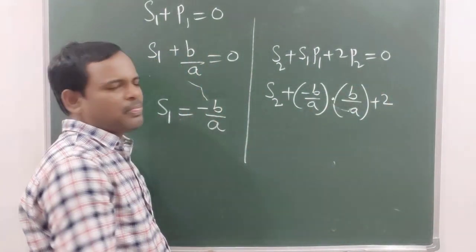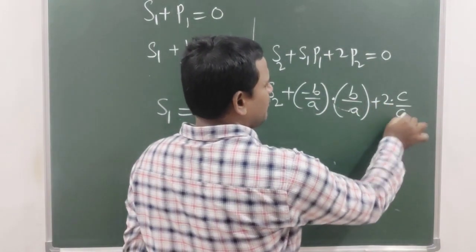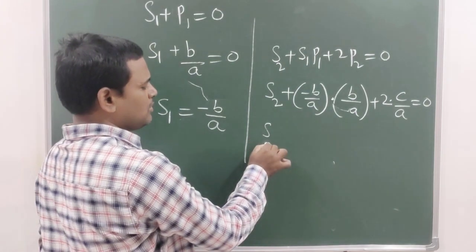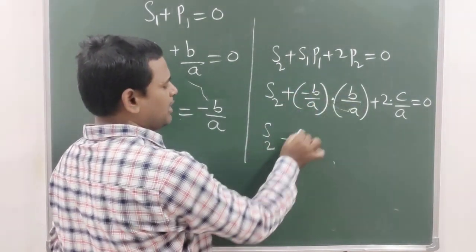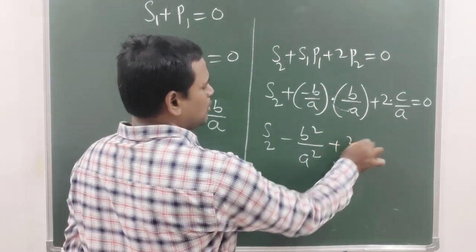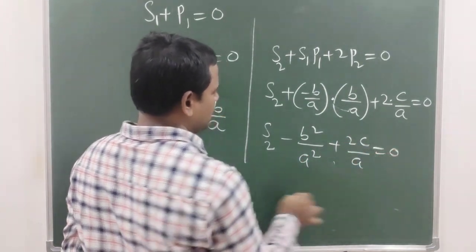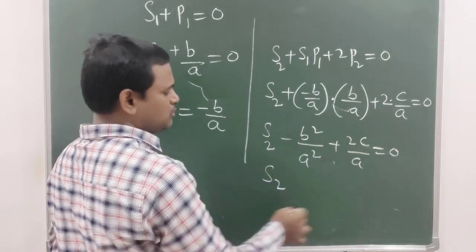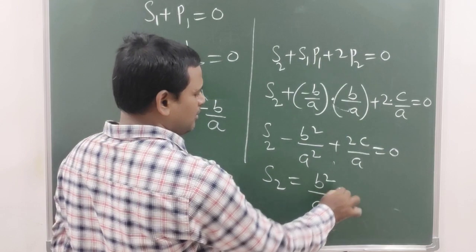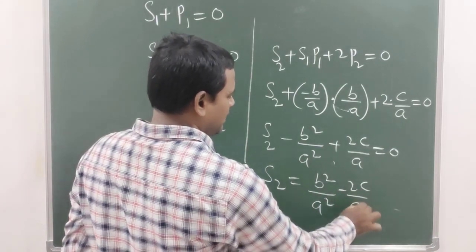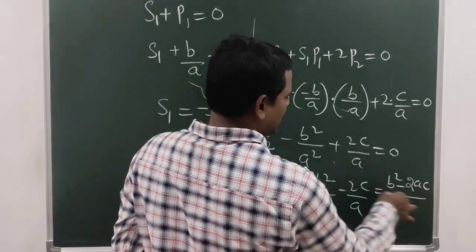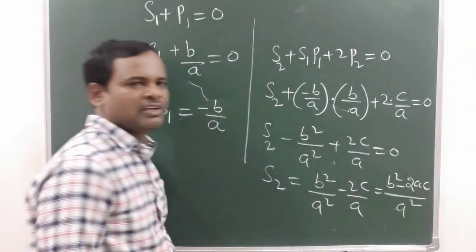So in the problem, how much have we got? C by A which is equal to 0. Now you simplify this. S2. So here you get minus B square by A square plus 2C by A which is equal to 0. Now S2. Transfer these two into the right side. So you get here B square by A square minus 2C by A. When you simplify this, B square minus 2AC by A square we will get.